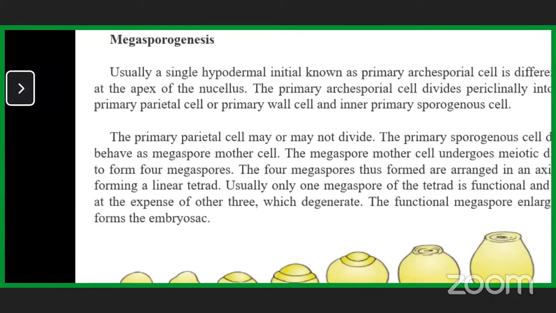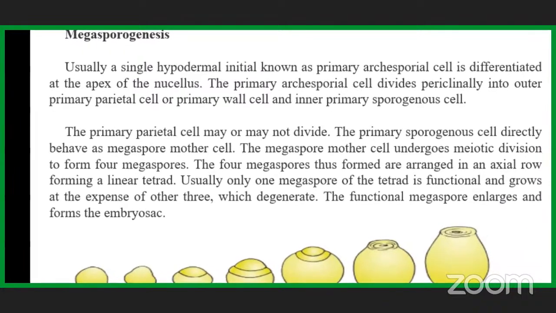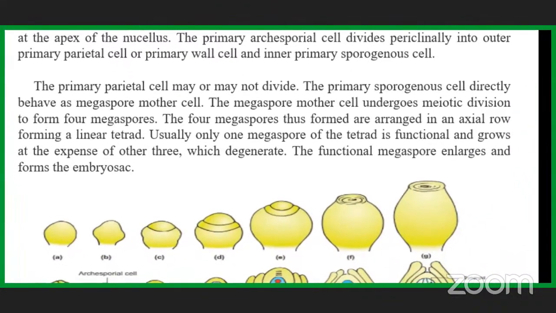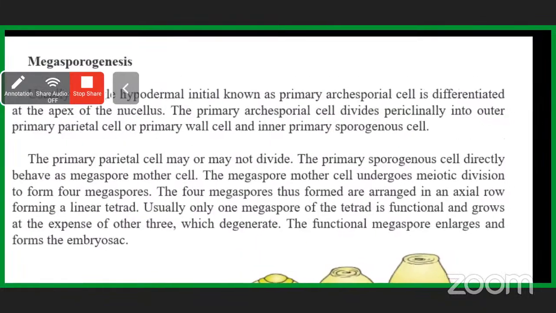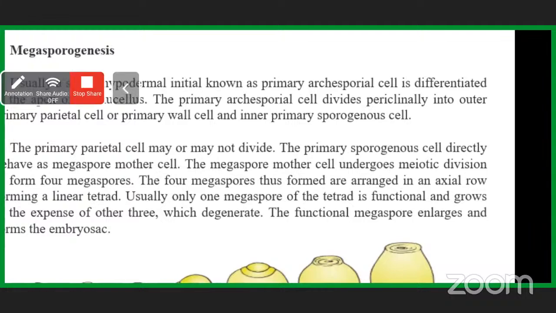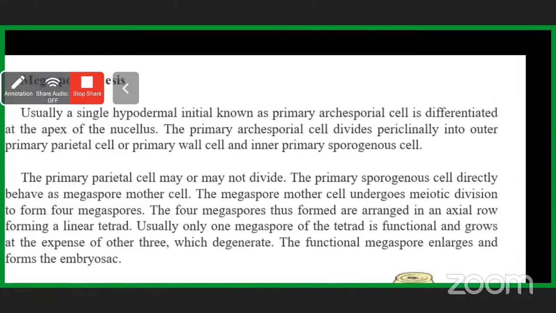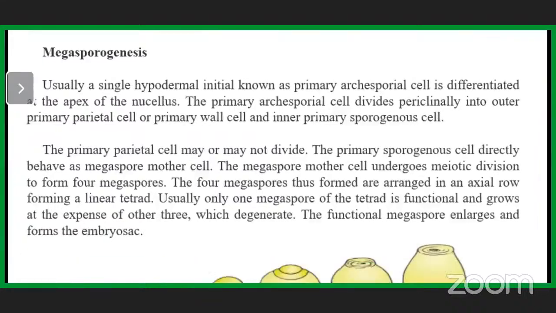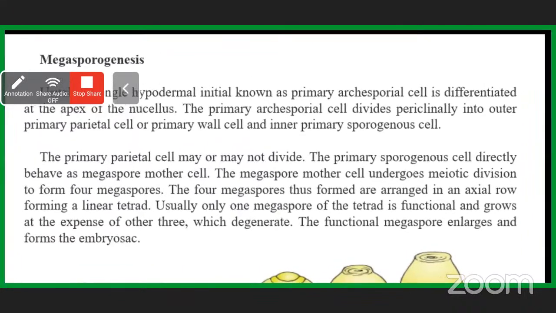You see, single hypodermal initial. That means primary archesporial cell, as in a microsporangium. Primary microspore mother cell. Here the archesporial cell differentiates in the apex of the nucellus.